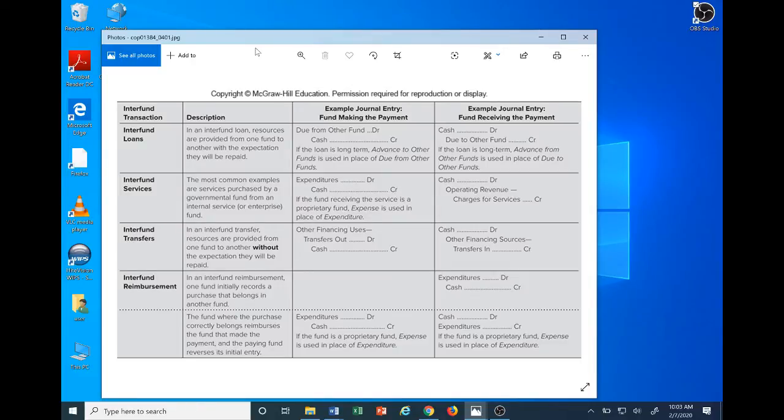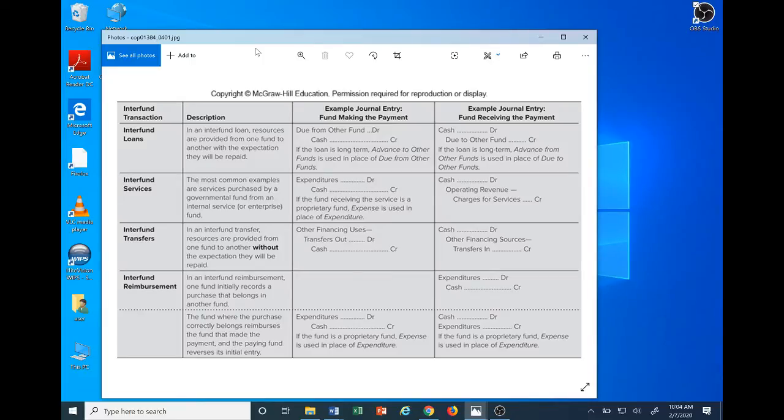For interfund transfers, remember the big thing that sticks out between interfund transfers and interfund loans is that with transfers, the money is being transferred without wanting the money back. We're merely giving that money to the other fund. We're transferring it over there, not loaning it. The fund making the transfer is going to debit other financing uses, transfers out, and then credit cash. And the receiving fund is going to debit cash and then credit other financing sources, transfers in. Pretty good on that one.